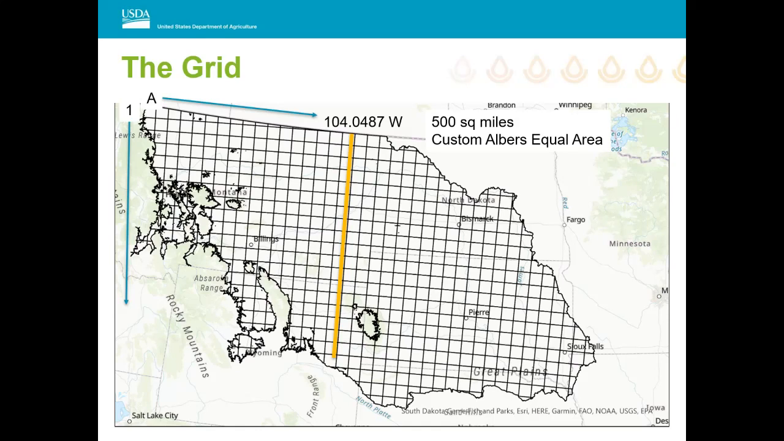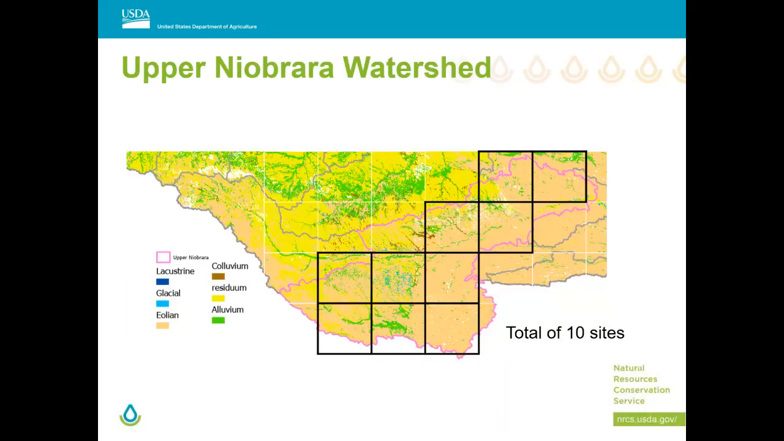The grid system is centered on 104 degrees west, which largely conforms with the Montana-Dakota borders and the Wyoming-Nebraska border, using a custom Albers equal area projection. So each HUC 8 is stratified by parent material. Here's an example from the Upper Niobrara. Note that 10 cells are centered on the watershed.